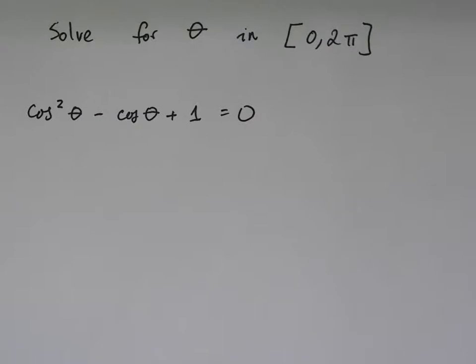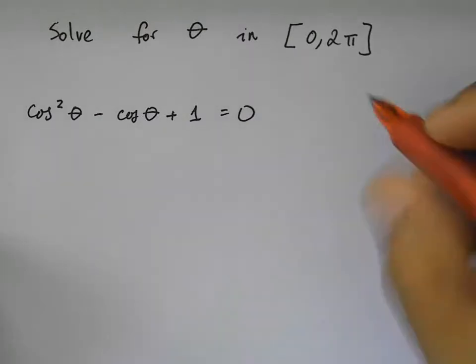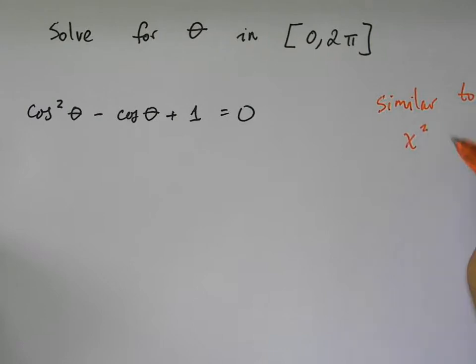In this video I will be showing you how to solve an equation that is both quadratic and trigonometric in nature. So as you can see here, we have a trigonometric equation. It involves cosine, right? But it's also quadratic because if you look at this form, this is similar to x squared minus x plus 1.